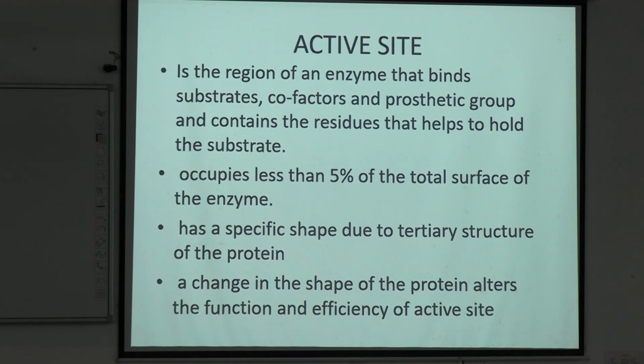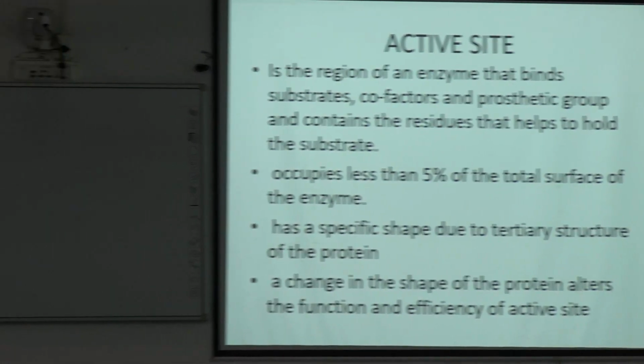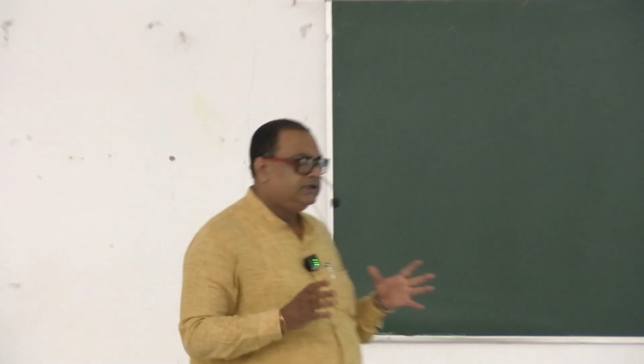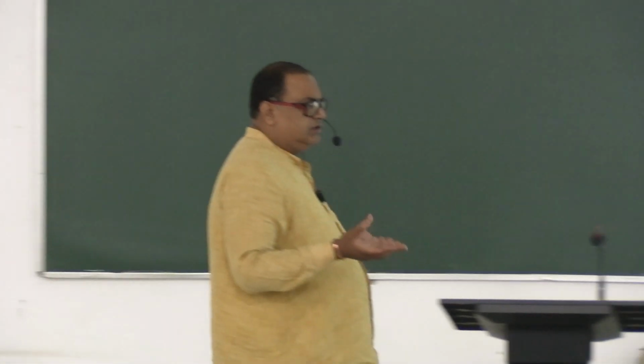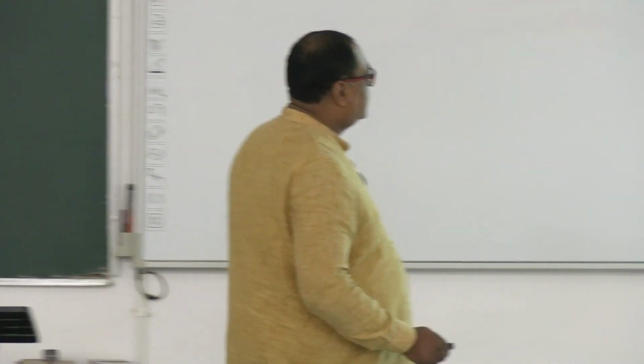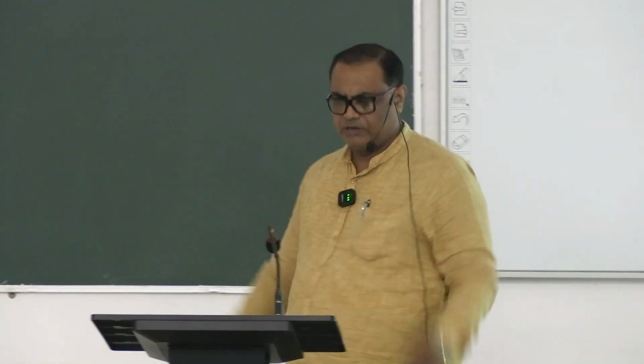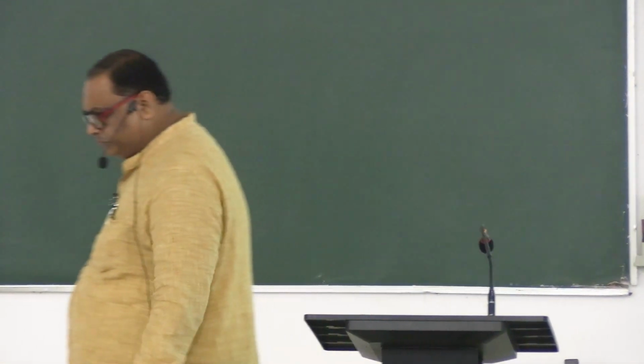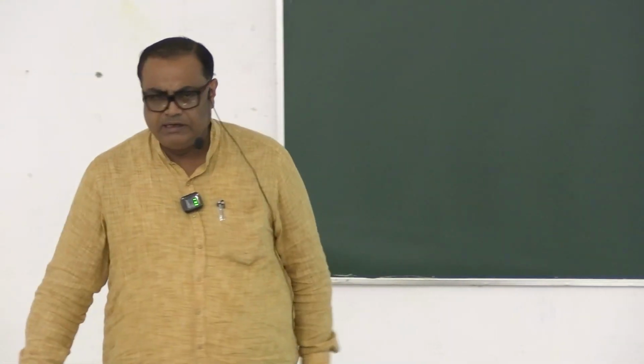The whole enzyme is like a classroom and the active site is a blackboard, like that, correct? So that active site contains certain amino acid residues which participate in the enzymatic catalysis. Now this active site again can be divided in two parts, like the substrate binding site and the catalytic site.